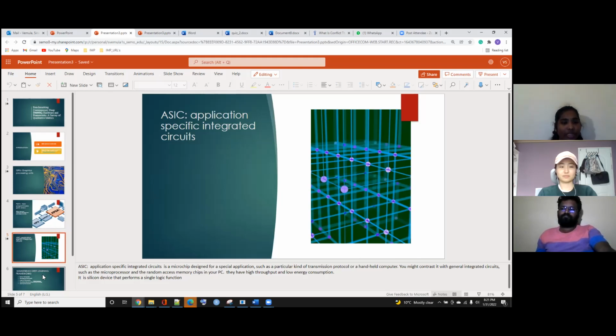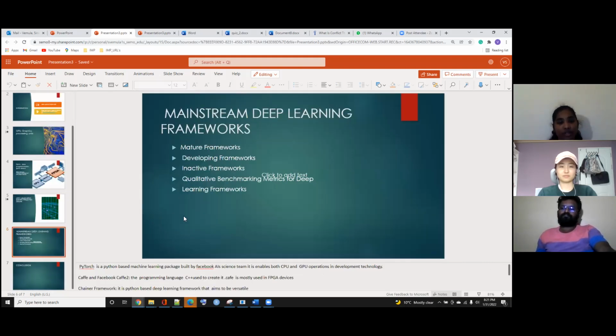And then these are the main things, mainstream deep learning frameworks. So we have different kinds of frameworks here. So one is PyTorch. It is a Python based machine learning package built by the Facebook AI science team. It is enabled for CPU and GPU operations development technologies. And the next one is DyNet. It is a neural network library. It is written in C++ language with Python interfaces. And Caffe and Facebook Caffe2. The programming language C++ was used to create it. And Chainer framework. It is also a Python based deep learning framework that aims to be versatile. And then Caffe and Facebook Caffe2 is mostly used in FPGA devices.